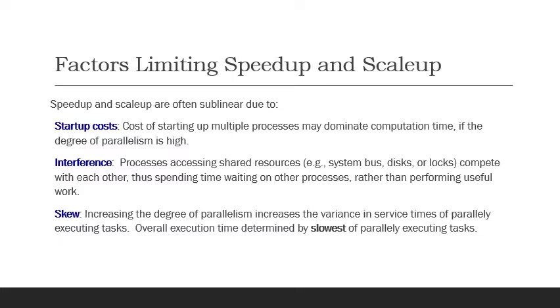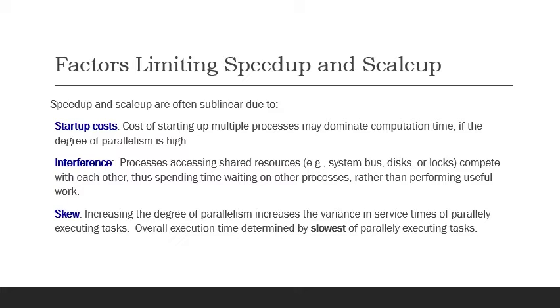Next, let's see the factors that limit speed up and scale up. A number of factors work against efficient parallel operation and can diminish both speed up and scale up. Speed up and scale up are often sublinear due to startup cost. That is, the cost of starting up multiple processes may dominate computation time if the degree of parallelism is high.